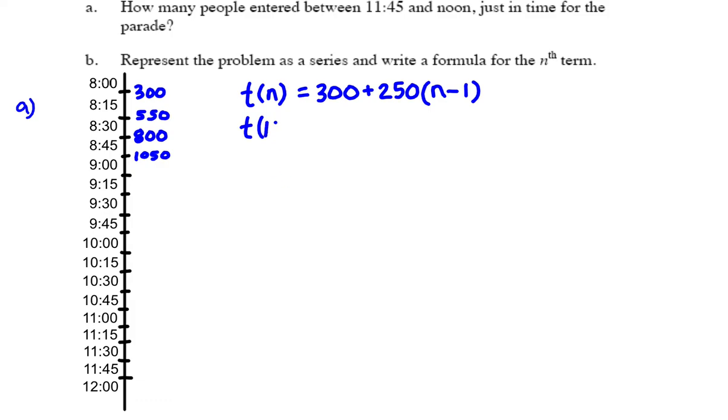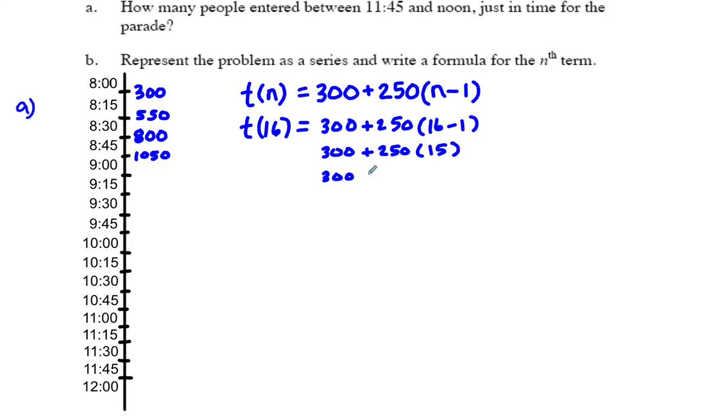So our 16th term in the sequence will end up equaling 300 plus 250 times 16 minus 1, which is going to be 15 there. So we've got 300 plus 250 times 15. And you can do this on your calculator, that's totally fine. But I'm going to do it here since I don't have a calculator up. I'm just going to do it by hand.